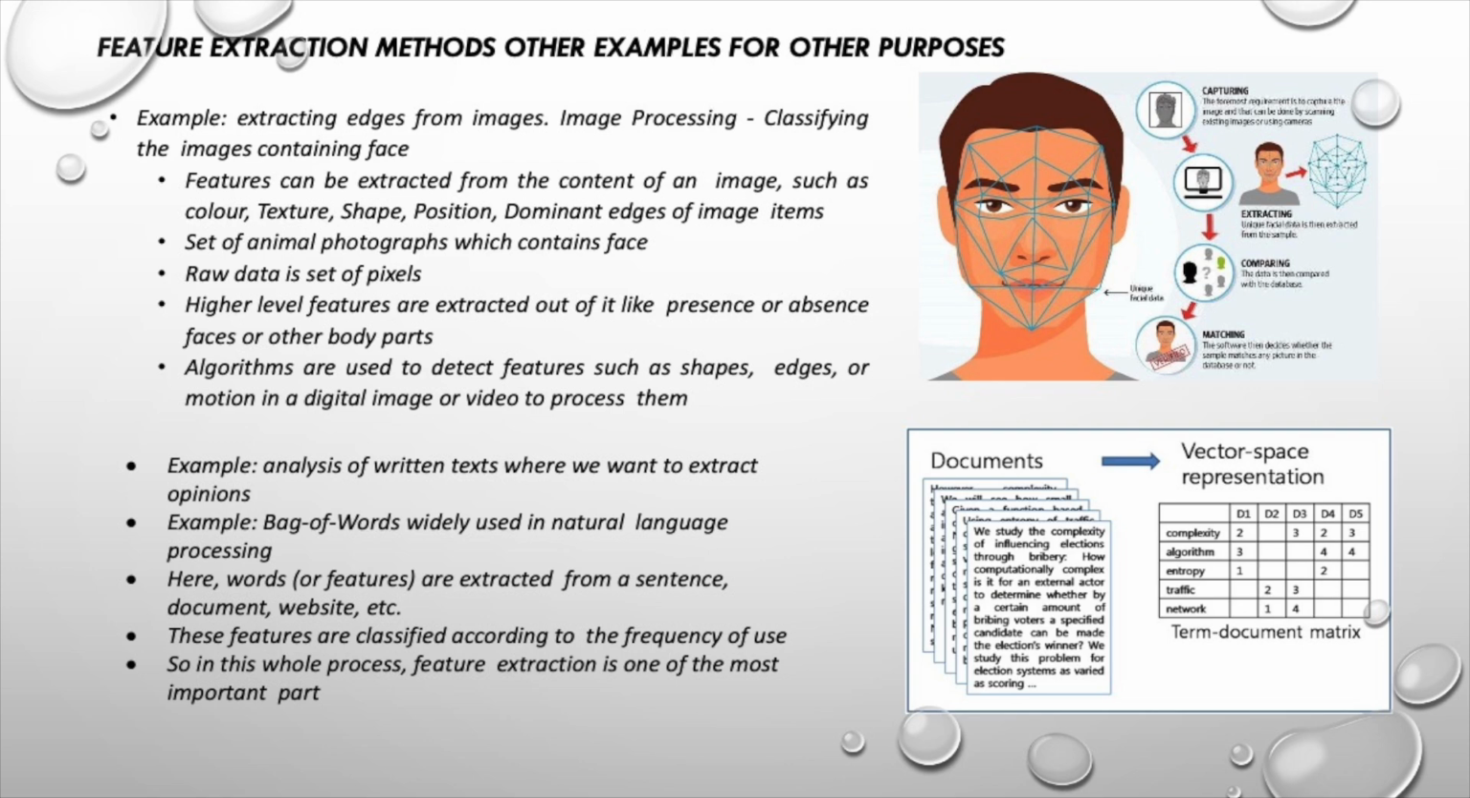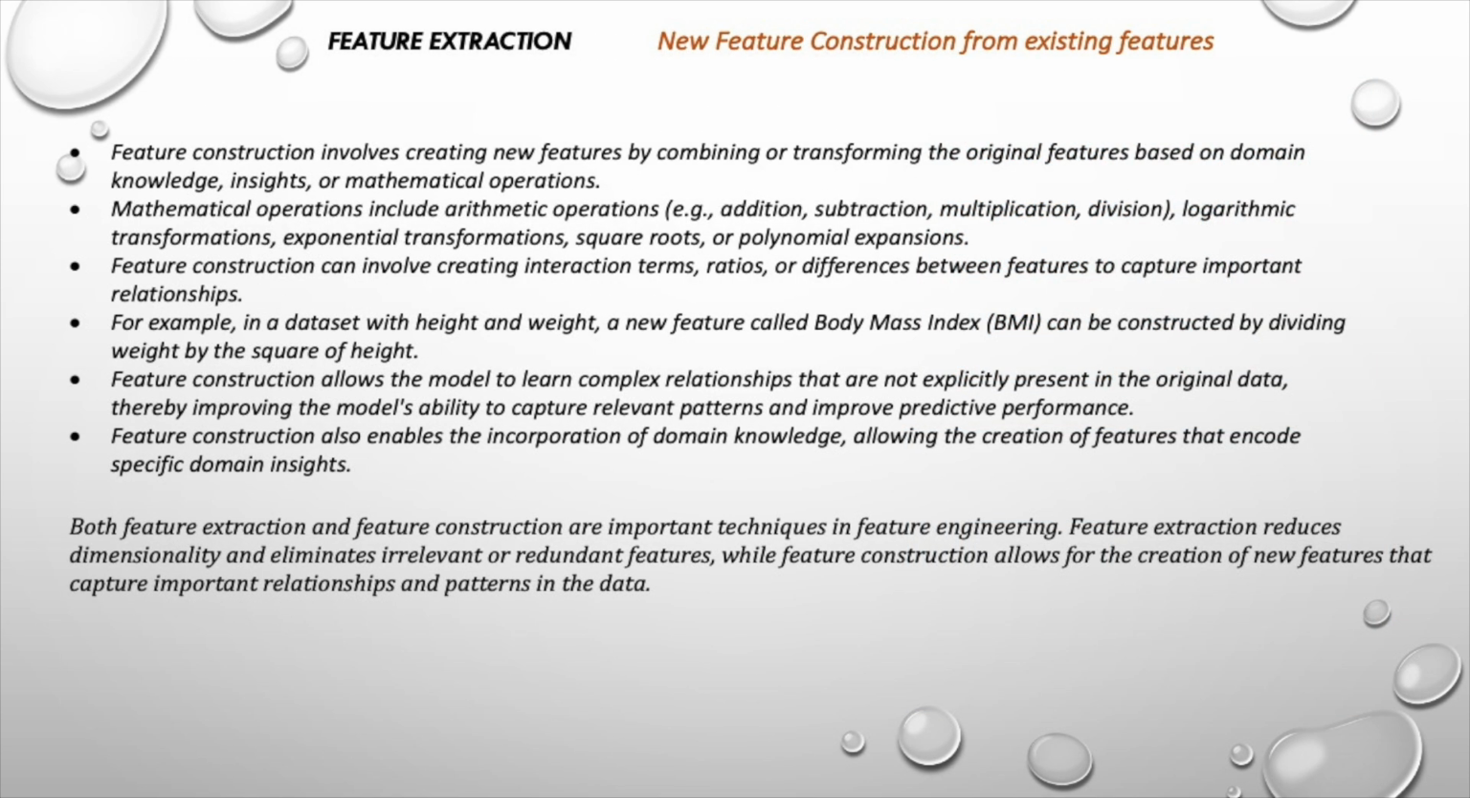Example: bag of words, widely used in natural language processing. Here, words or features are extracted from a sentence, document, website, etc. These features are classified according to the frequency of use. So in this whole process, feature extraction is one of the most important parts.